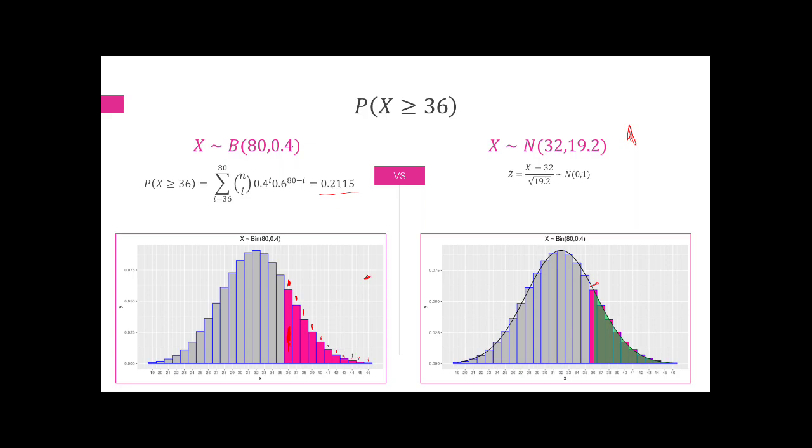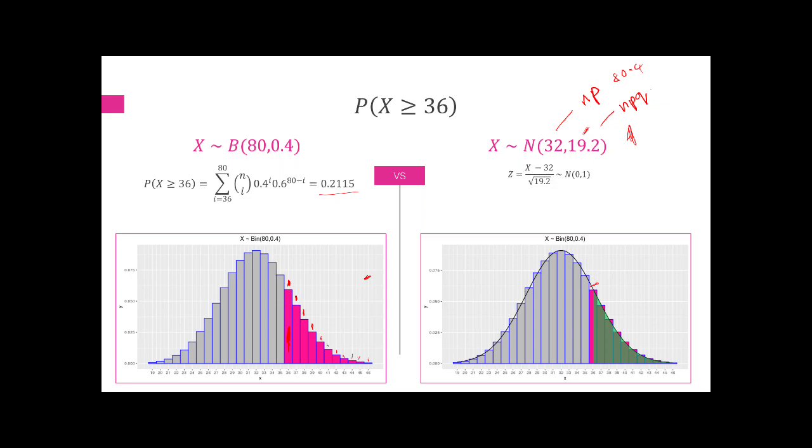But before we do that, we want to standardize it, because it's a lot easier to work with standard normals than non-standard normals. So we subtract our mean, and we divide by our standard deviation, which is the square root of the variance. Remember, these numbers come from np: if you take 80 times 0.4, you get the mean of 32, and 19.2 is npq, the variance of a binomial.